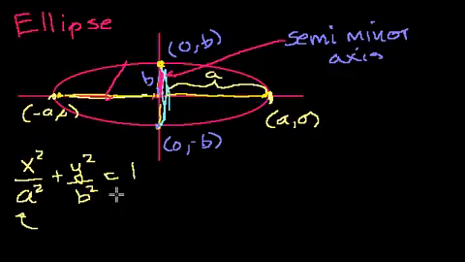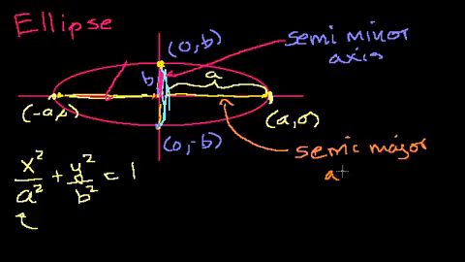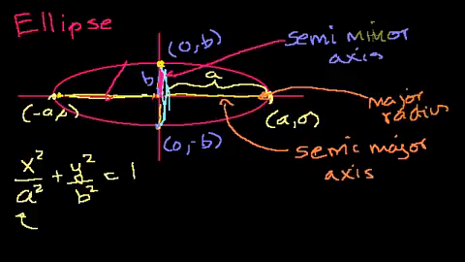And in this case, a is the length of the, I think you've guessed it, semi-major axis. Or you could even call it the length of the major radius. I think that makes more sense. Major radius. And you could call this the minor radius. Minor radius.